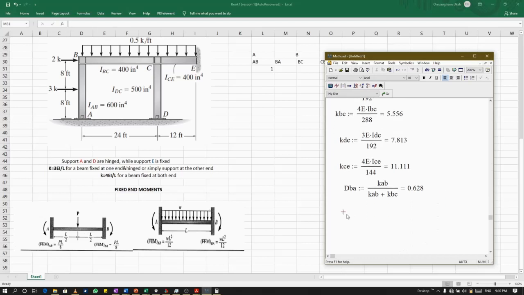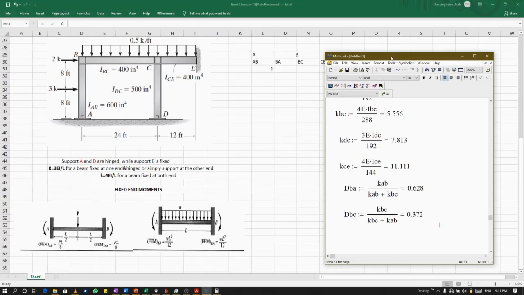So we're going to get our distribution factor also for BC. So the distribution factor for BC is equal to KBC all over KBC plus KAB. I'm trying to move this down. All right, so that's what we have for BC.